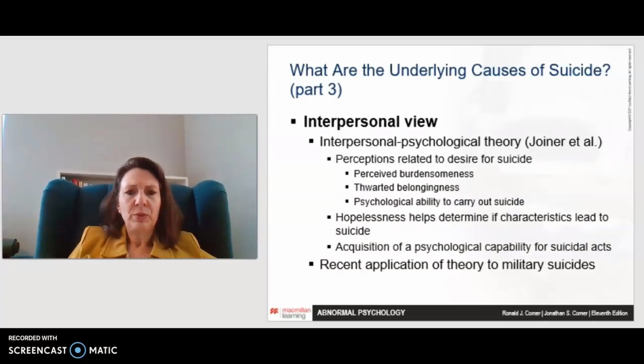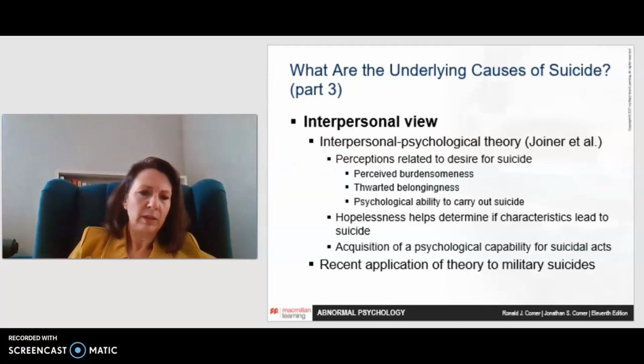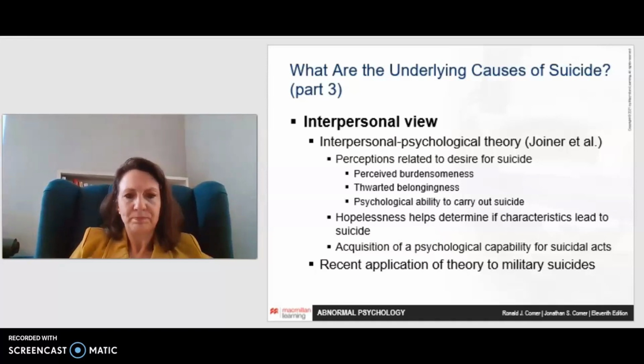The interpersonal view of suicide says that people have these perceptions that are related to a desire to die by suicide, such as perceived burdensomeness to another, or having thwarted belongingness and not being able to connect, and then the psychological ability to carry out suicide being acquired. Hopelessness helps to determine if the characteristics will lead to suicide in this model.